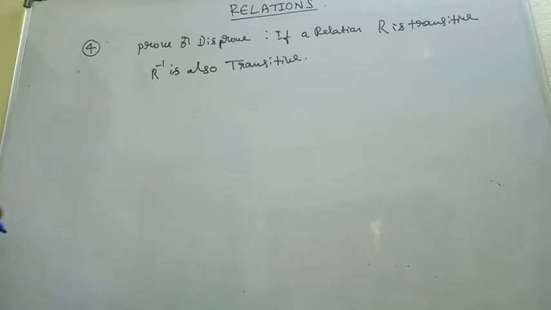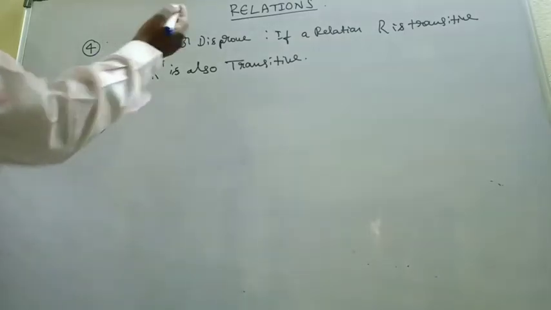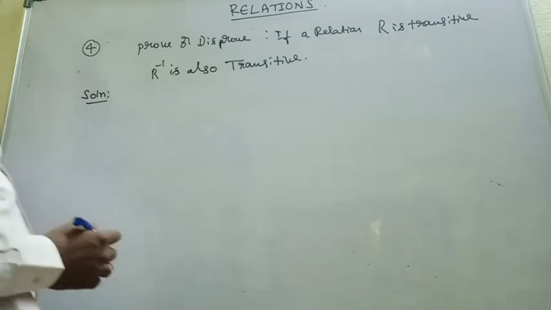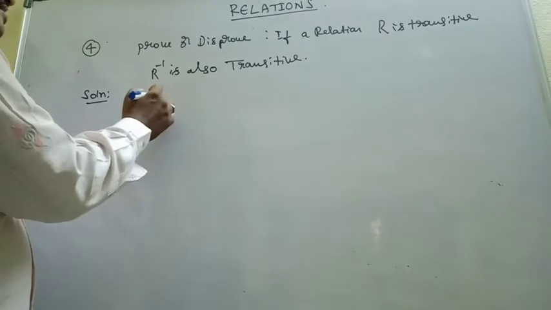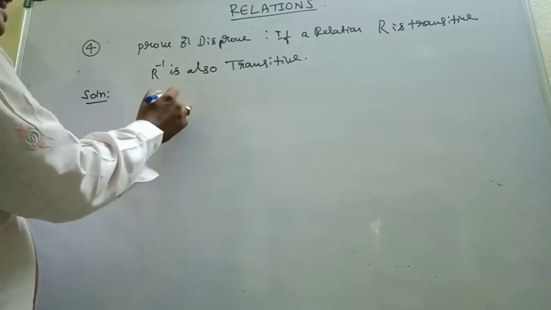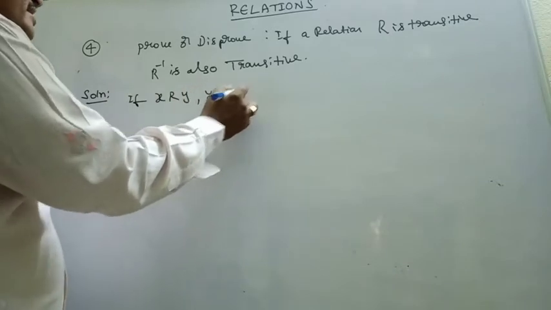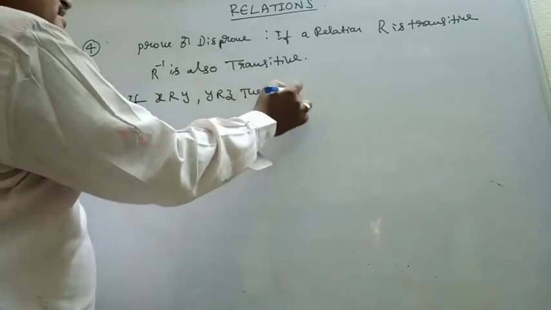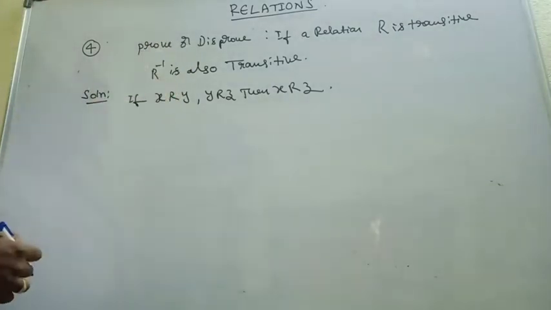Now see, we have another important problem. Prove or disprove: if a relation R is transitive, then R inverse is also transitive. When R is transitive, if x is related to y and y is related to z, then x should be related to z. This is what a transitive relation is.